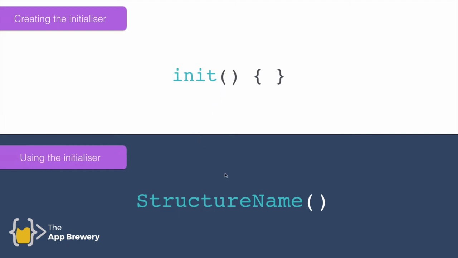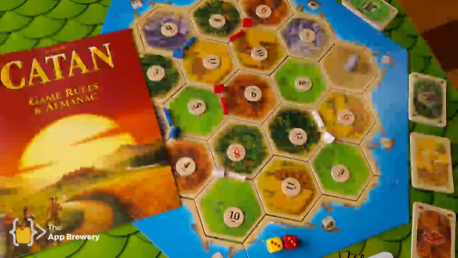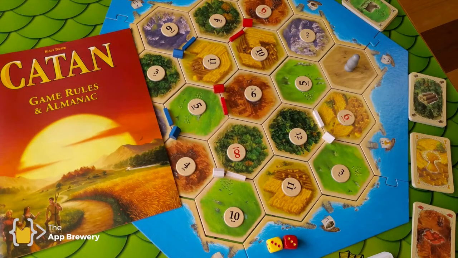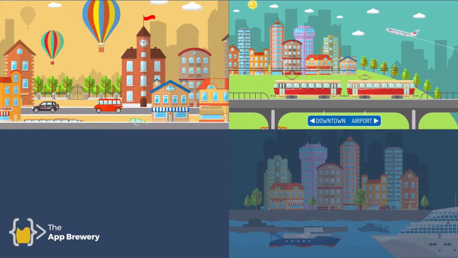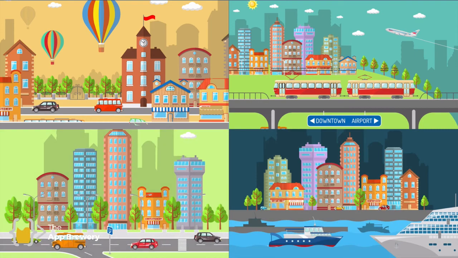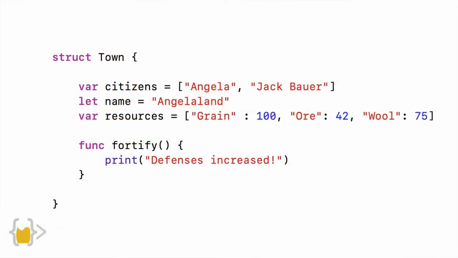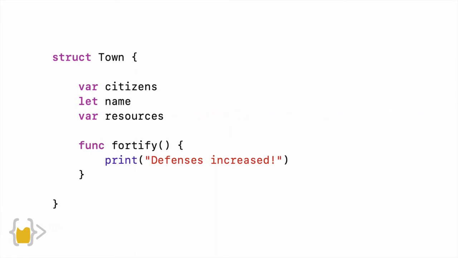But why do we have initializers in the first place? What's the purpose of the initializer? Well, suppose you want to create the next Civilization or Settlers of Catan video game. In that case, you're going to need more than one town, right? In addition to Angela Land, you'll need Athens, Beijing, and New Delhi, and many, many more. But all of these places are different. They have a different name, different citizens, and different resources.